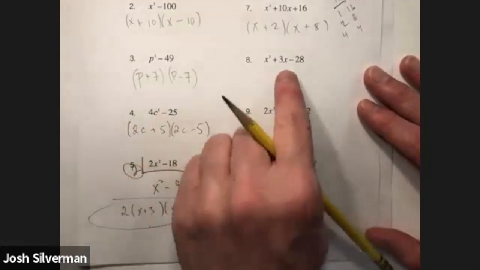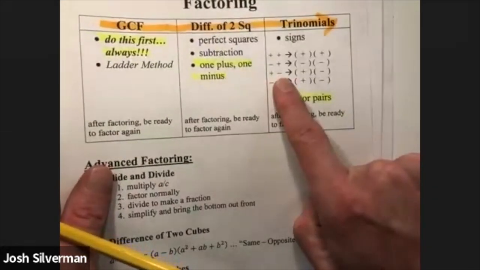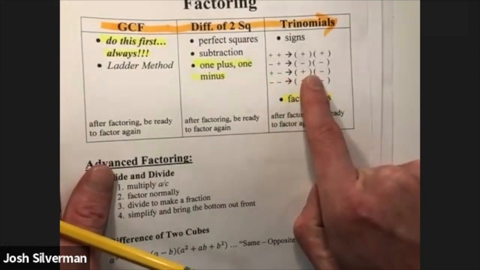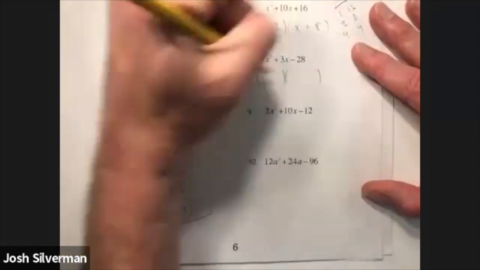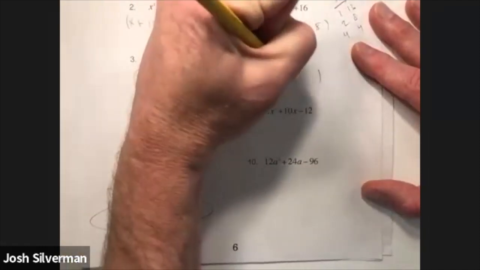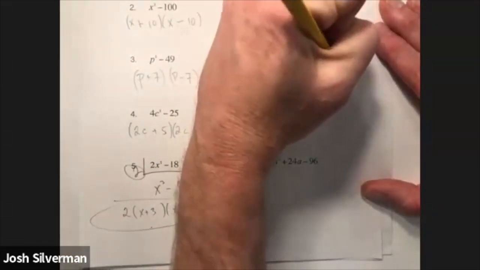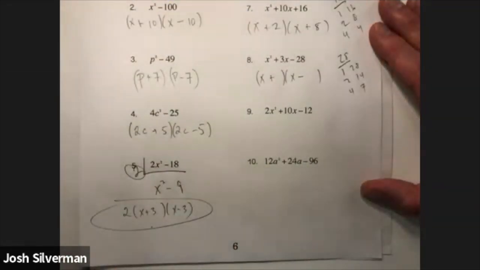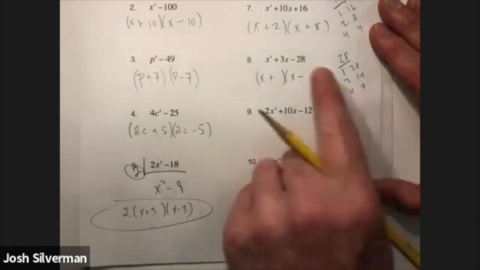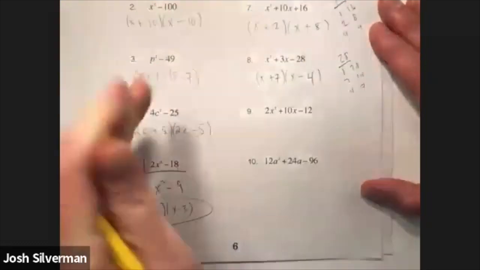Number 8, the first sign is positive. The second sign is negative. When the first sign is positive and the second sign is negative, that's going to be 1 plus and 1 minus. X and X. Plus and minus. Factor pairs of 28. 1 and 28. 2 and 14. 4 and 7. Which of those could be subtracted to make a 3? The 4 and the 7. And the bigger number matches the middle sign. So the plus gets the 7. The minus gets the 4.